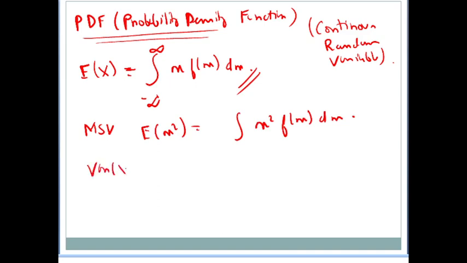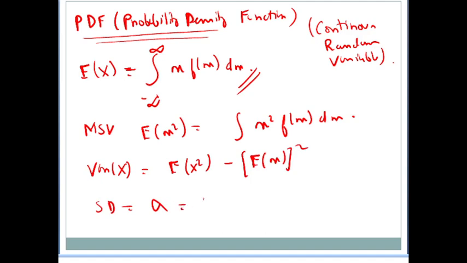Now what will be the variance of x? The variance of x will be the mean square value minus the square of the mean. And the standard deviation will be how much? The standard deviation will be the square root of the variance.